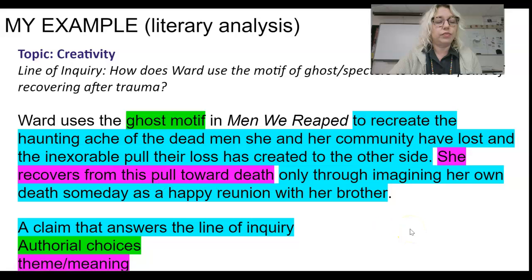Ward uses the ghost motif in Men We Reap to recreate the haunting ache of the dead men she and her community have lost and the inexorable pull their loss has created to the other side. She recovers from this pull toward death. There's the journey, right, after trauma, only through imagining her own death someday as a happy reunion with her brother. And so I'm capitalizing on that very last paragraph of the book, and we'll spend a lot of time talking about that in this essay.